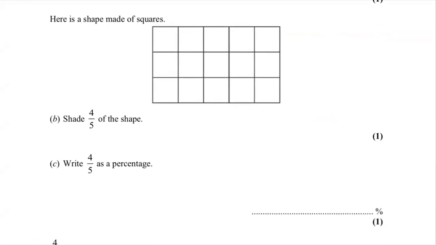Again, being asked to shade 4/5 of the shape. So 4 out of every 5 squares. So a row has 5 squares. So we're going to do 4 out of every 5.